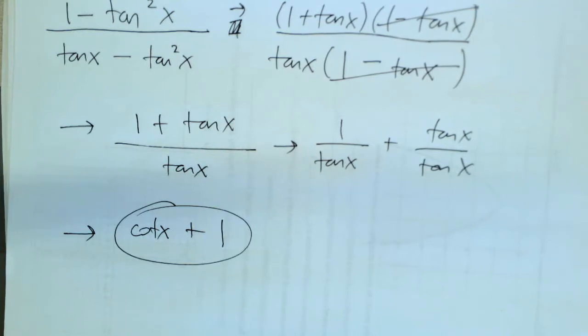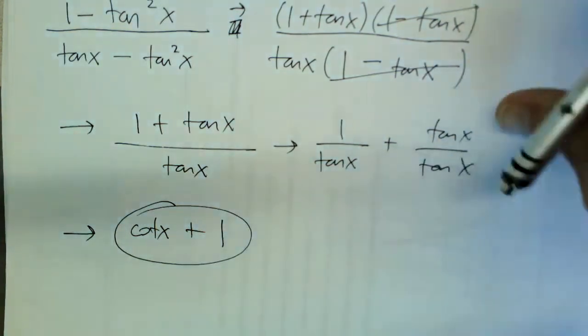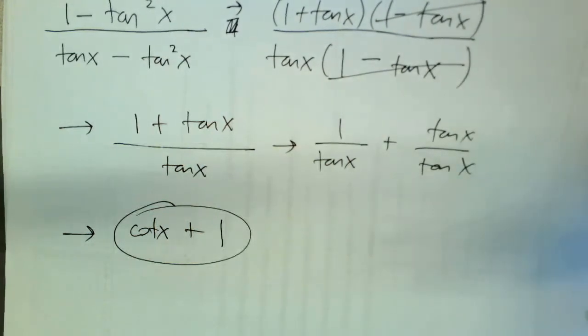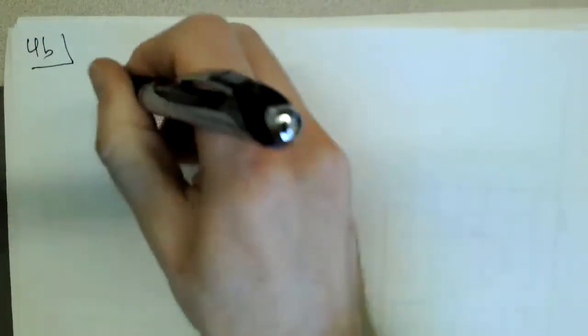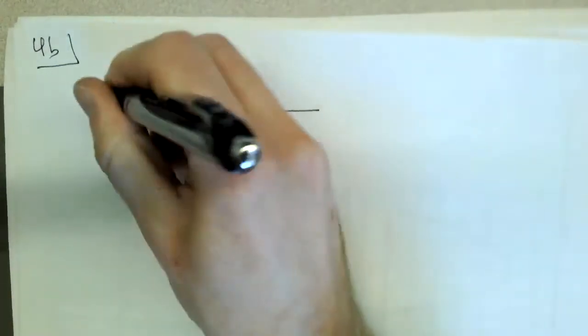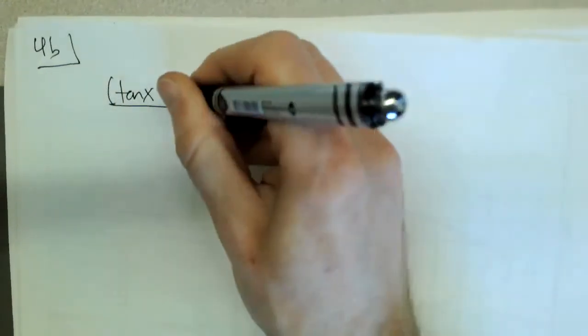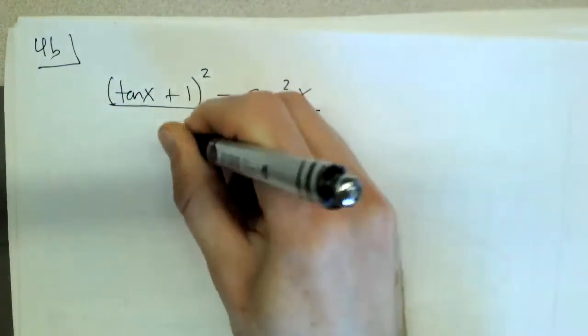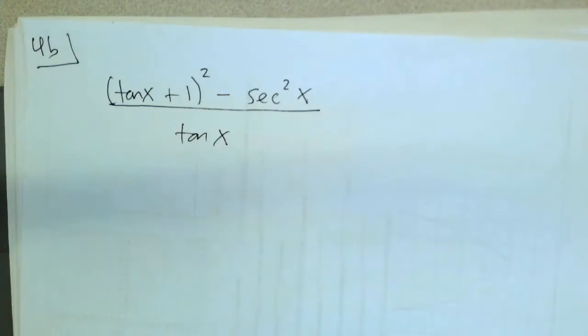It's a good problem. That's why I did it anyway, even though it's not the one that you asked me to do. That's 3B. Let's actually do 4B now, and that'll be the last one that I do. So 4B, for real this time, is quantity tangent x plus 1 squared minus secant squared x over tangent x. So we're just supposed to simplify that.